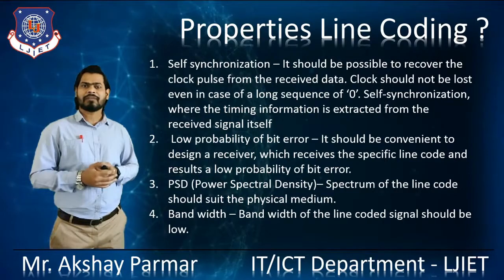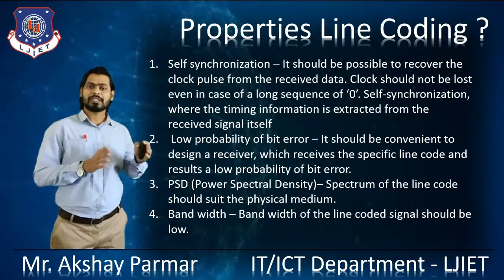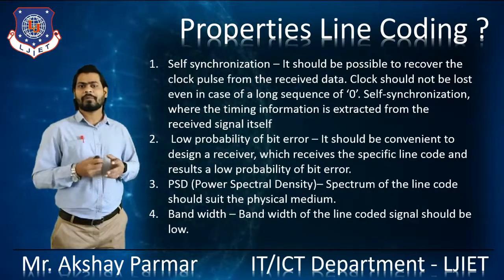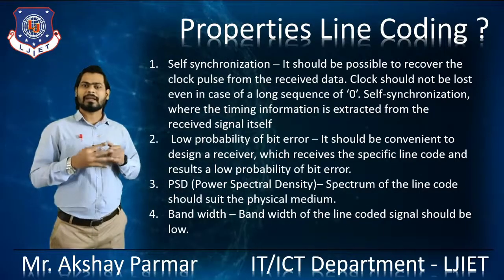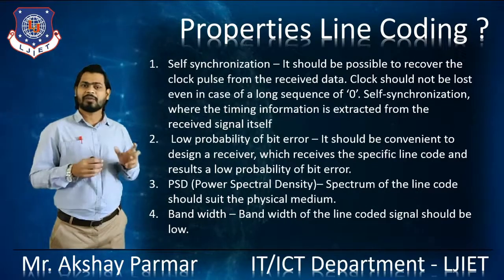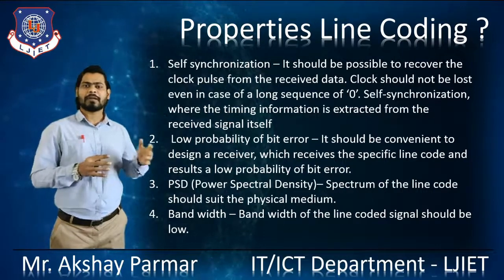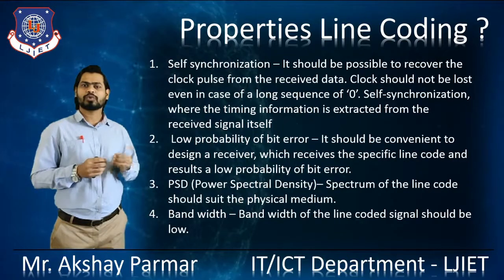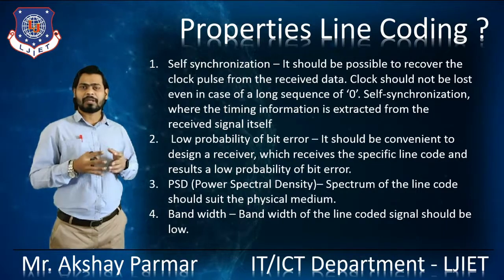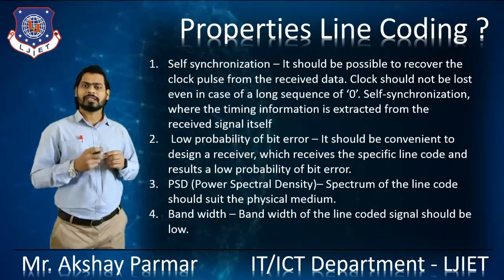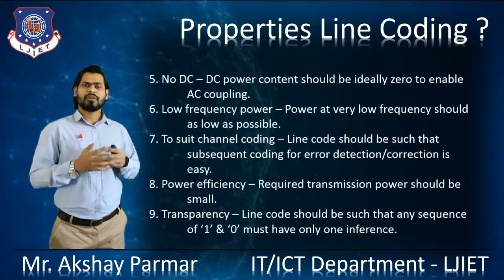After that, the low probability of bit error: it should be convenient to design the receiver, which receives the specific line code, and result in a low probability of bit error, right? PSD, we can say the power spectral density of the line code should suit the physical medium, right? After that, the bandwidth, the basic property of the line code. The bandwidth of the line coded signal should be low, right? So for the line coding technique, the bandwidth should be low.